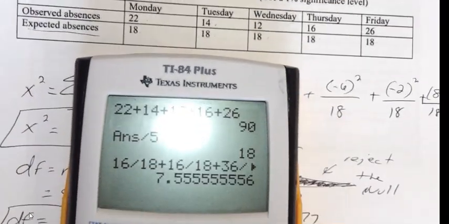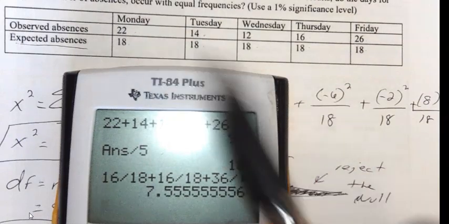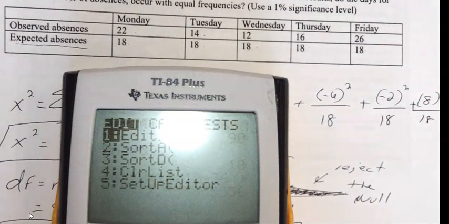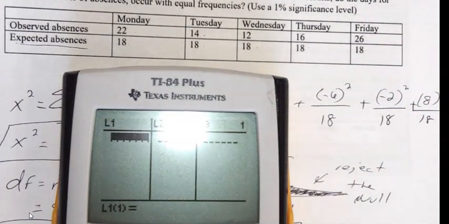Turn the calculator on and make a list for the observed and expected. Go to Stat, Edit, and the observed is 22, 14, 12, 16, 26.